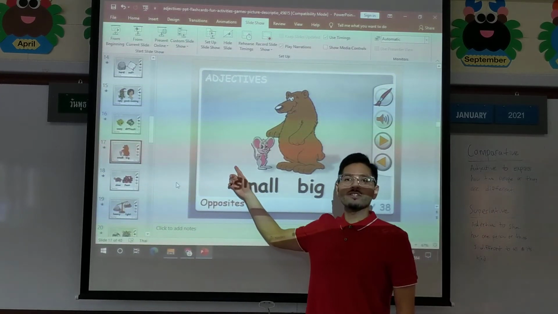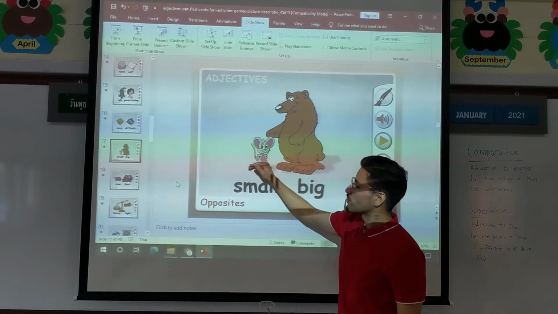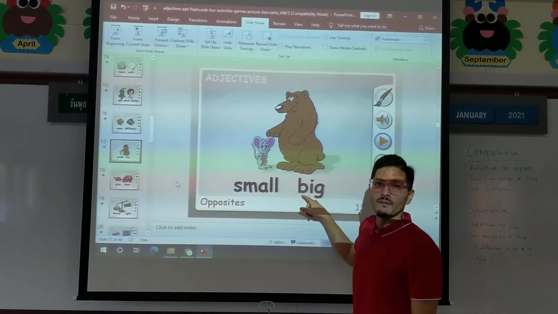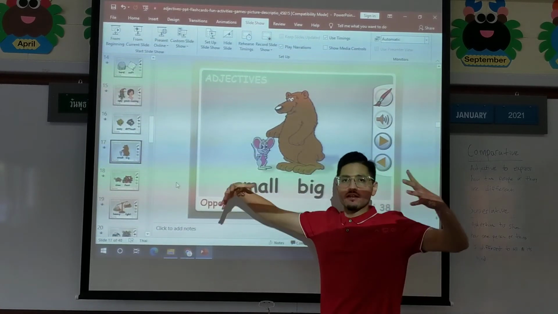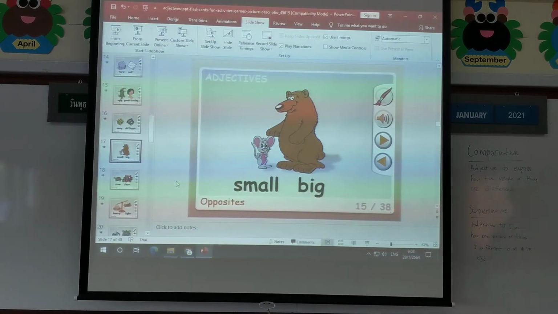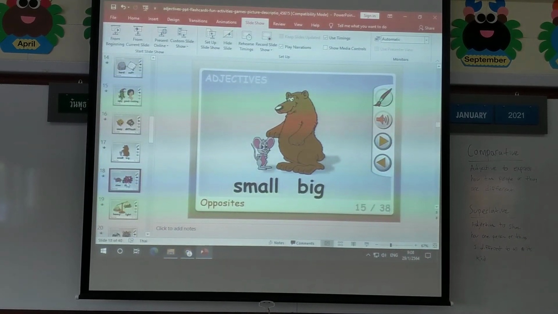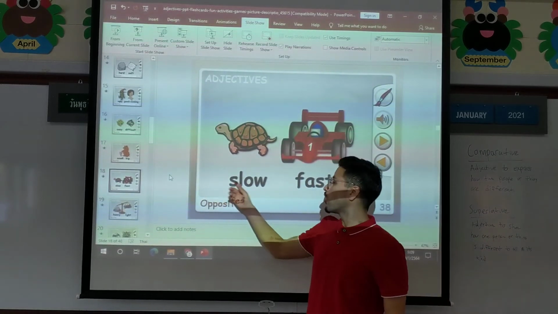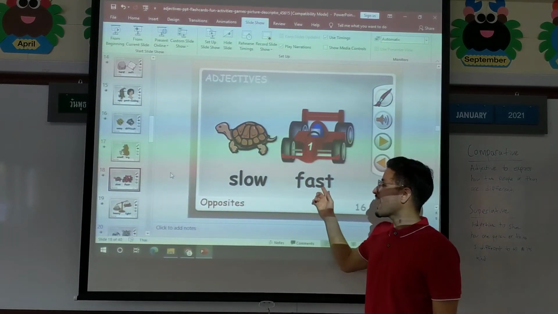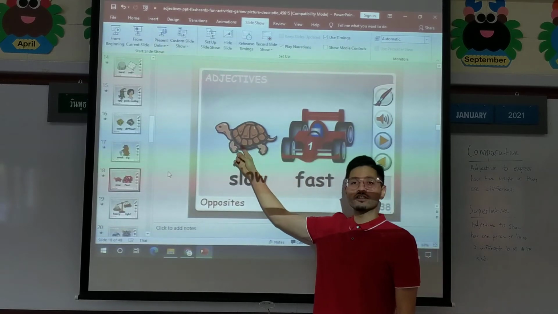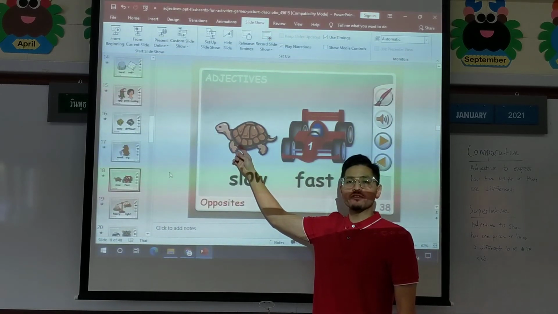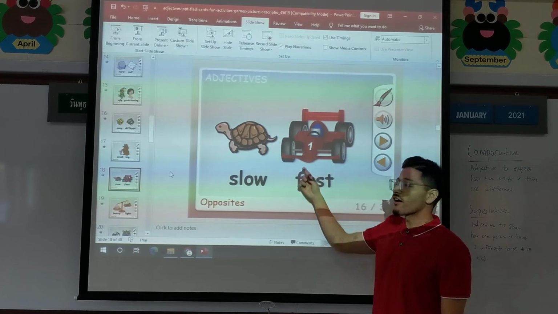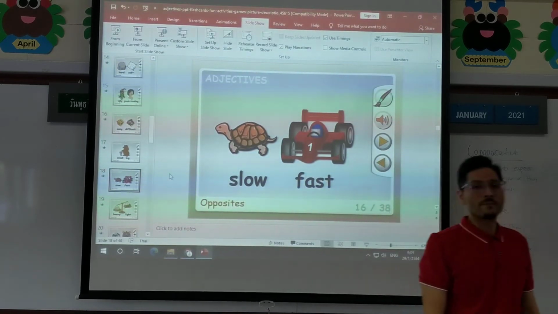Now we have a mouse here. The mouse is small, and we have a bear. The bear is big. Okay, the adjective slow and the adjective fast. The turtle is slow, so what's the opposite of slow? The car is fast.